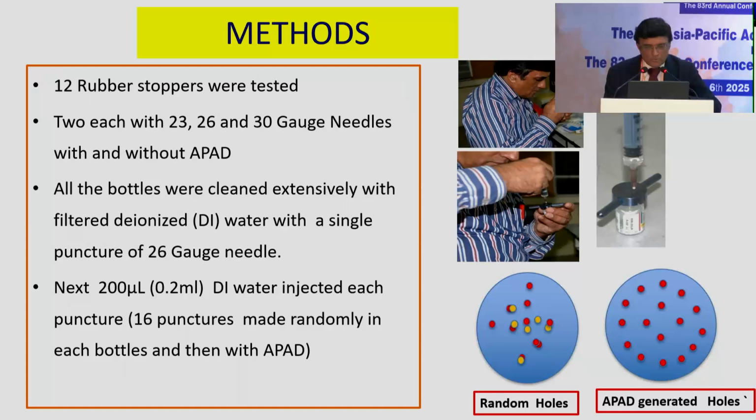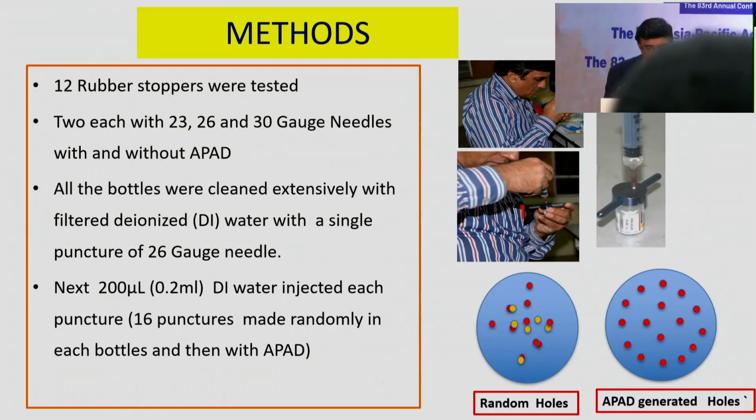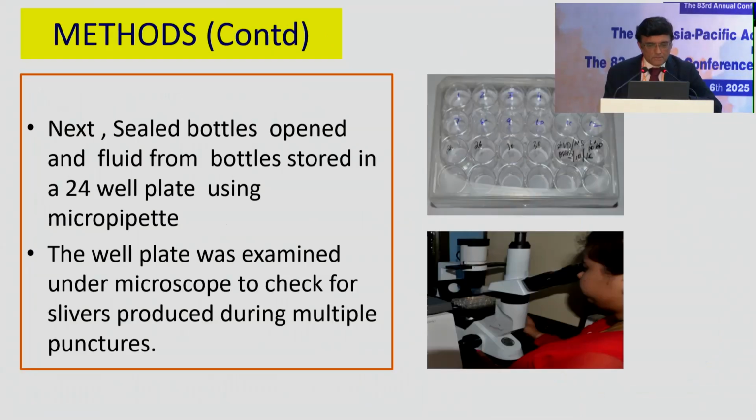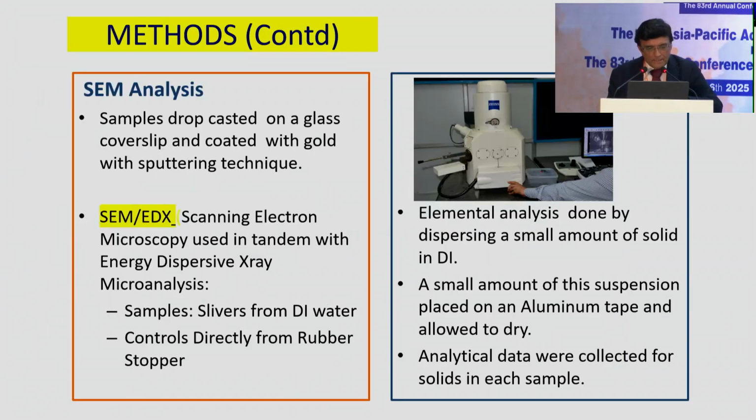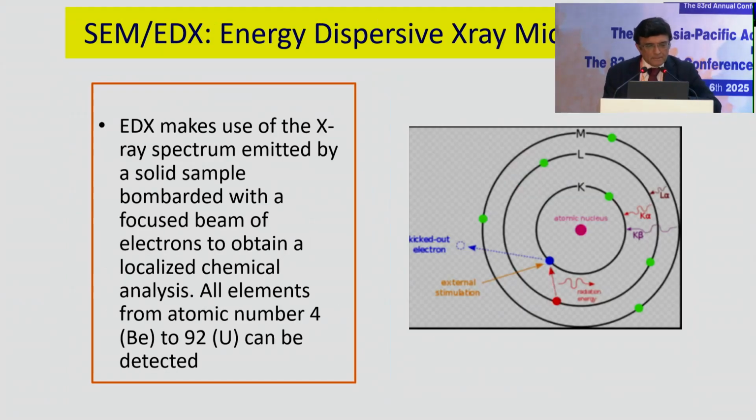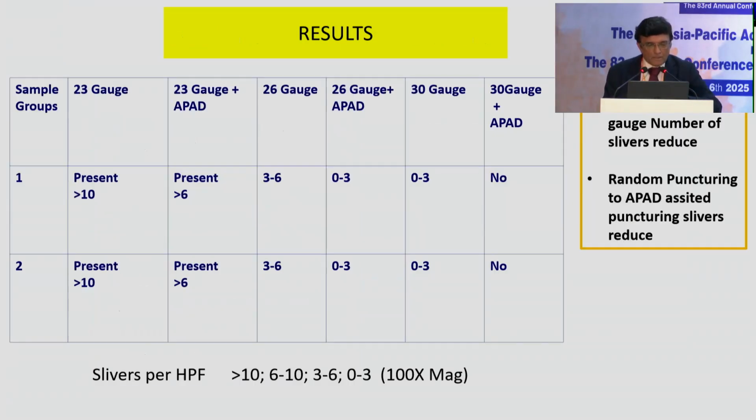I did this study in IIT Delhi, and we took 23, 26 and 30 gauge needles. We took Avastin bottles which were cleaned with deionized water, and next we injected the deionized water into these bottles, and from there we took it out with a micropipette onto a well plate, and these were then examined under the microscope for any particulate matter. Following that we did scanning electron microscopy to see if we had detected any coring. This is the principle of scanning electron microscopy, by which we can chemically interpret what particles are there.